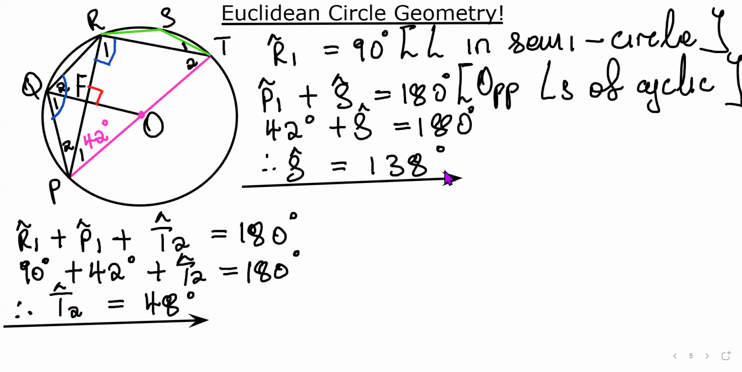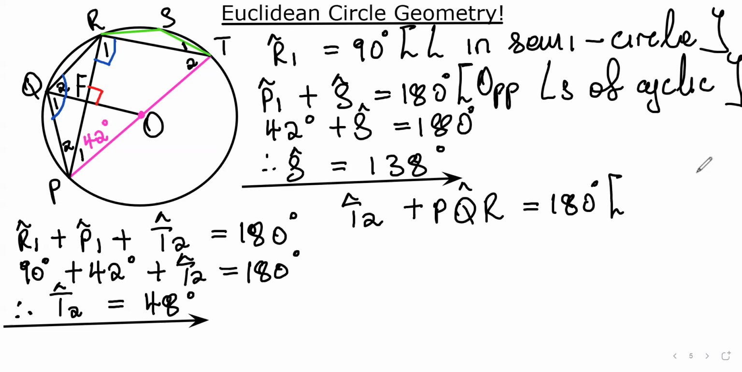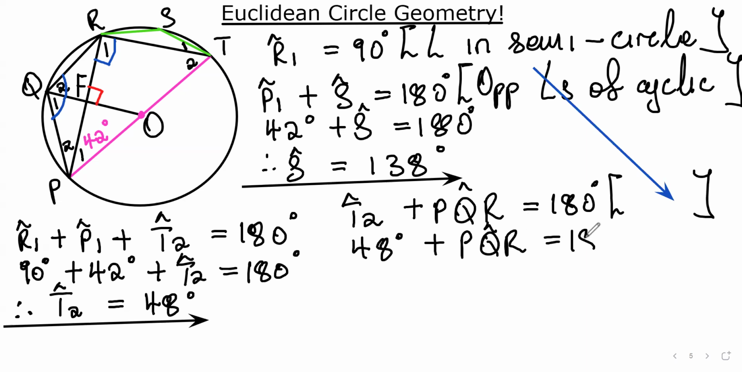So now that we know this, then it's easy. We now know that if we take angle T2 and we add it to angle PQR, then the result is 180 as well, because these are opposite angles of a cyclic quad. But now we know this one is 48 and this one is PQR. Then now we can gladly find the desired PQR.